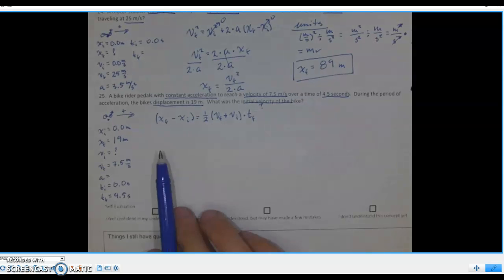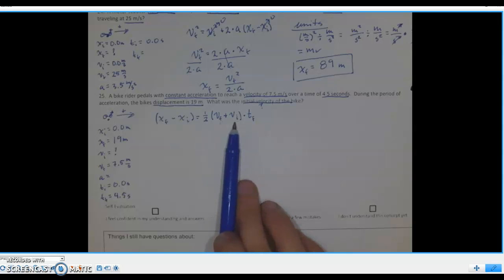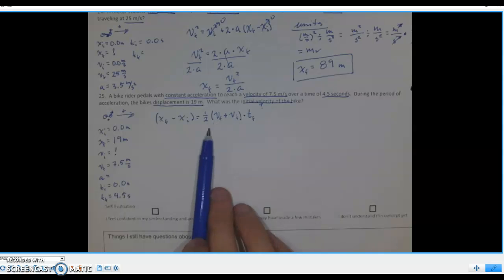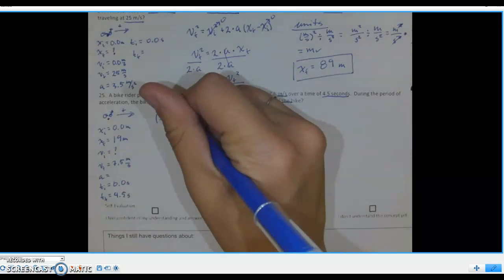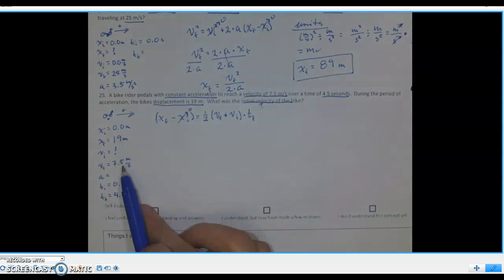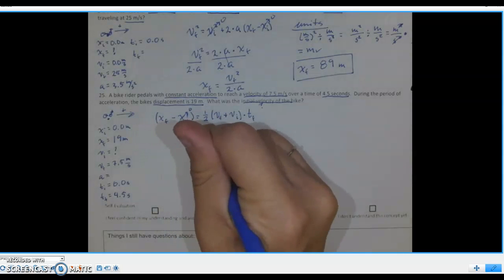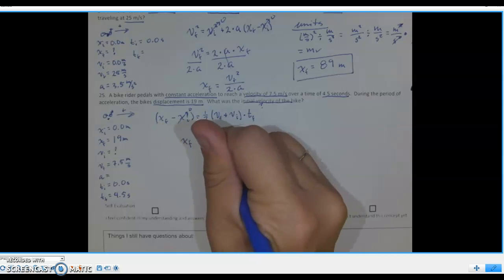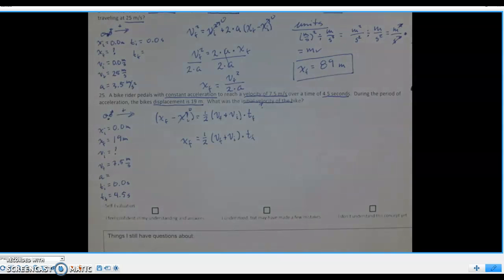All right, let's double check. Yes, I know these. I'm solving for that. I know what this is and I know what this is. So I know everything except for what I'm solving for. So that means that this is a great equation to use. Let's identify zeros. X initial is 0. That's my only one. Time initial, but that's not part of this equation. Okay, so x final will equal 1/2 velocity final plus velocity initial multiplied by time final.